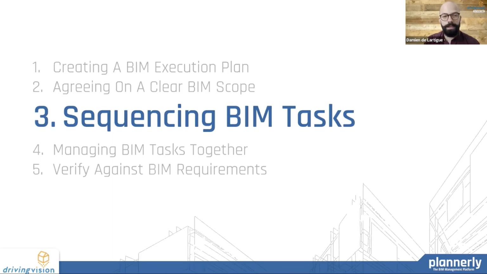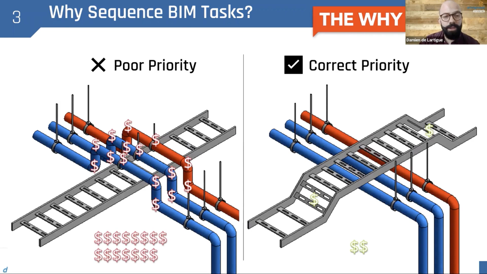So let's take a look at sequencing. Now that we have a scope, how do we go about sequencing the tasks? It's all about making sure that tasks get completed in the right way and at the right time. Even if we avoid clashes, it could still cost us lots of money. So an example here on the left-hand side, the pipes don't run through the cable tray, but it'll cost more in materials and time. But if we sequence this right, we can get the plumbing installed before the cable tray and avoid losing time and money.